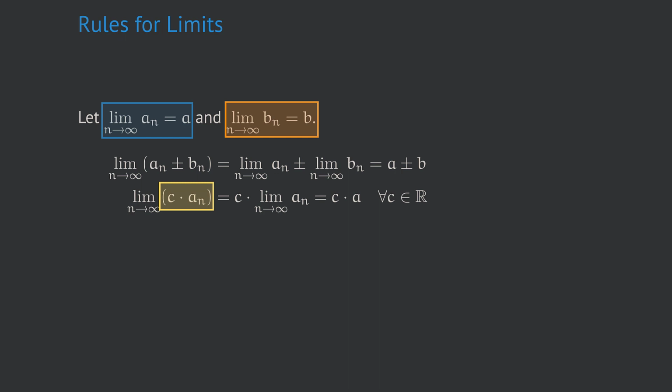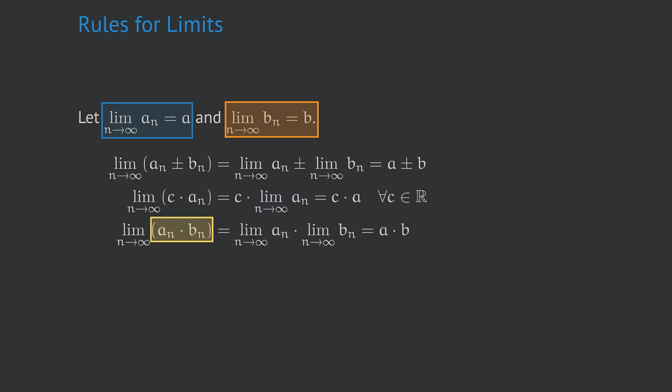Also, we can build a new sequence from an by multiplying each member of an by a constant c. The limit of this sequence can be calculated as c times the limit of the sequence an. A more general version of this rule is if we build a new sequence an times bn. The limit of this sequence can be calculated as the multiplication of the respective limits of an and bn.